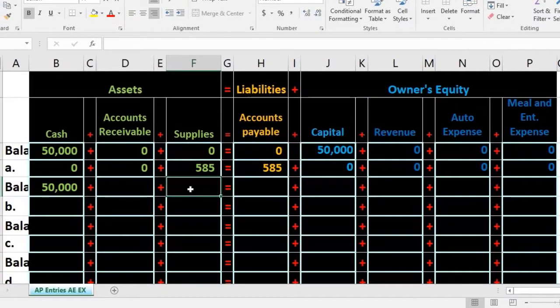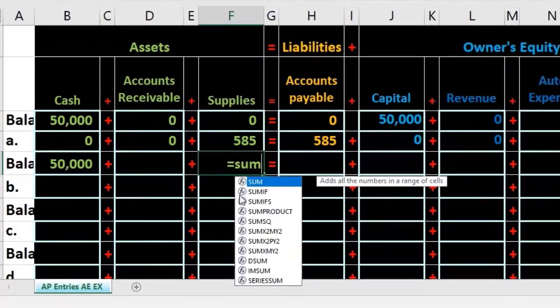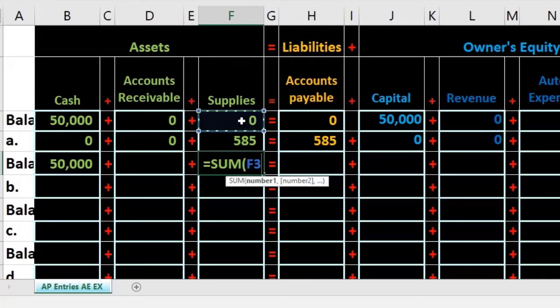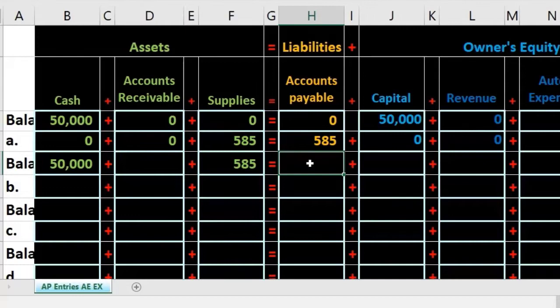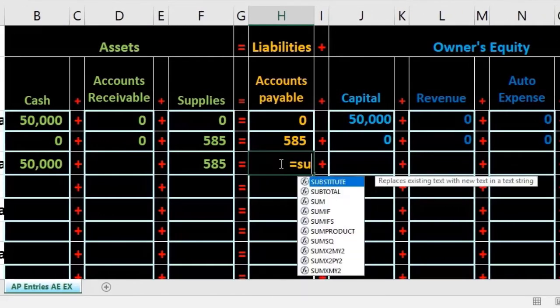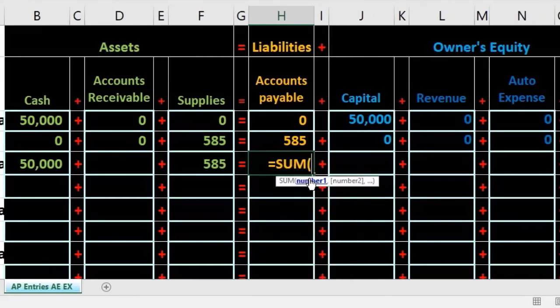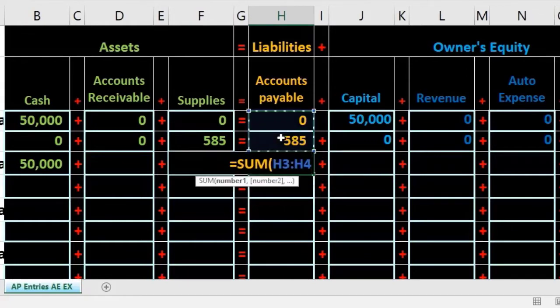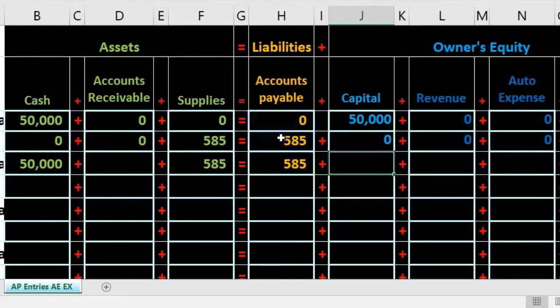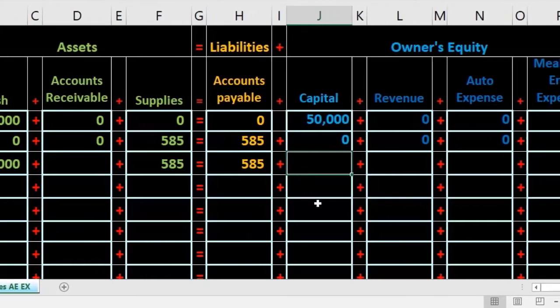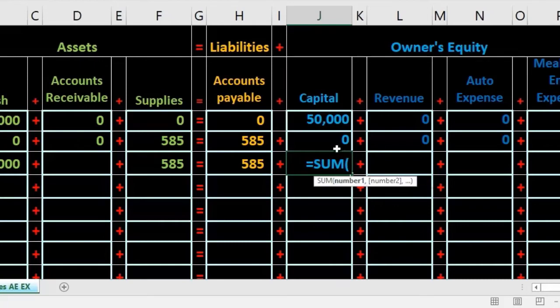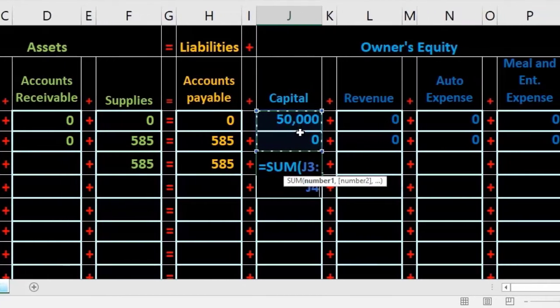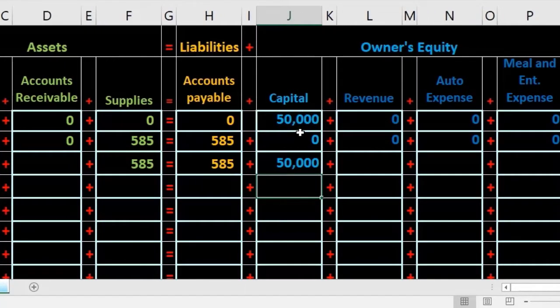So I'm in F5 equals sum, double click the sum function, highlight the zero and the 585 and enter. I'm gonna be in H5 equals sum, double click the sum function, highlight the zero and the 585. I'm gonna select tab, tab. I'm in J5 equals sum, double click the sum function, highlight the 50 and the zero and enter. That should put our balance in balance now.